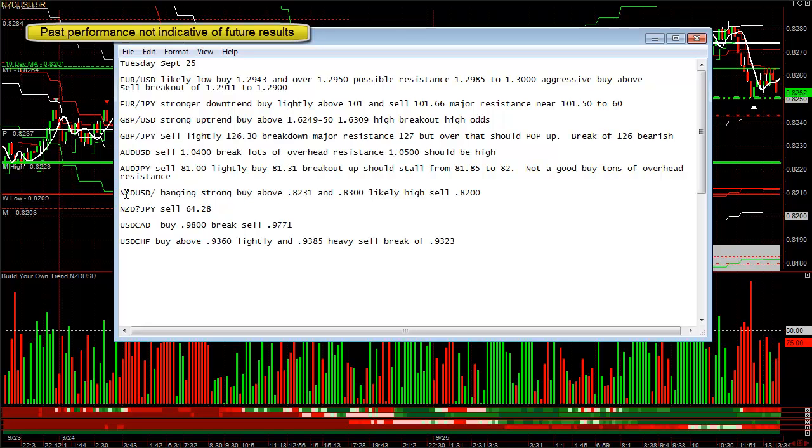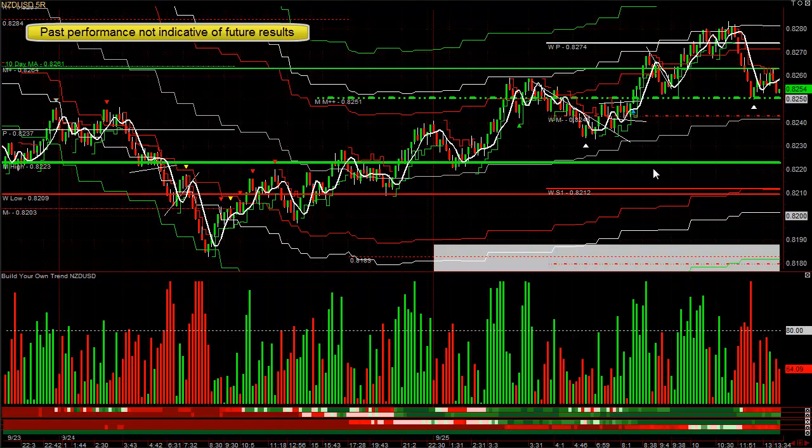So the New Zealand dollar, you can see here, hanging strong, buy above 82.31 and 83.00 likely high. Then if it breaks below 82.00, look for sells. So 82.31, above that level, that's a level that I considered strong. 82.31 is pretty much right here.